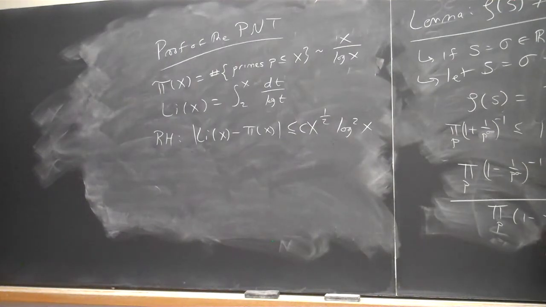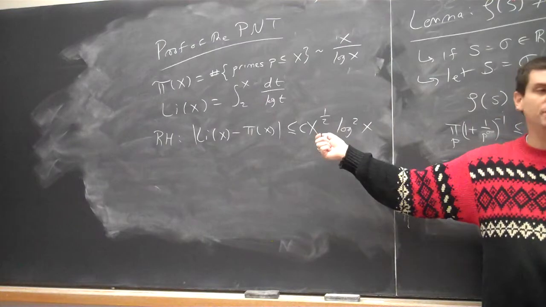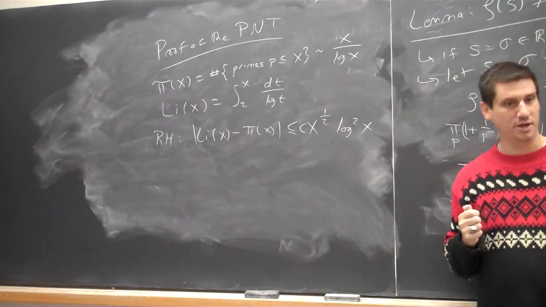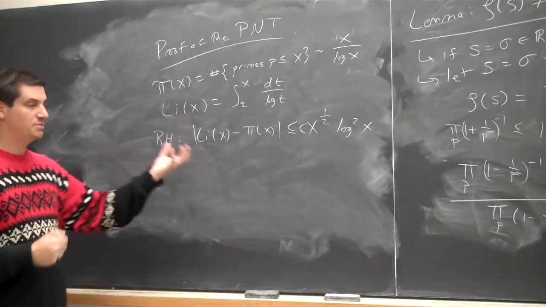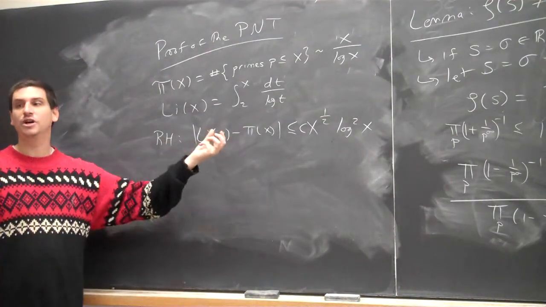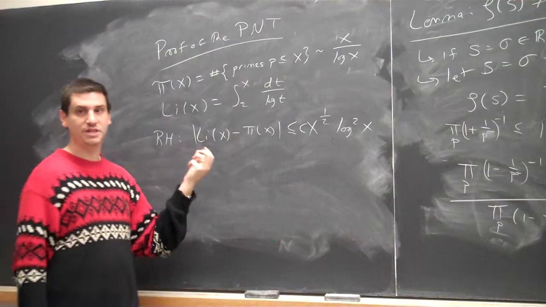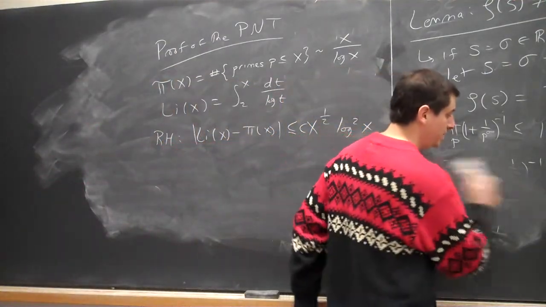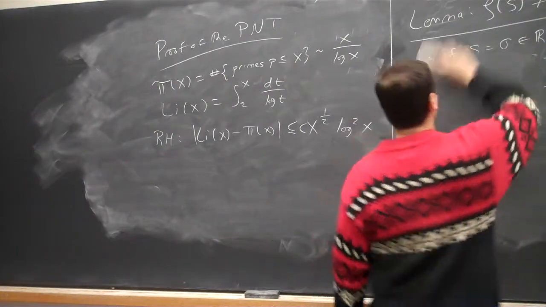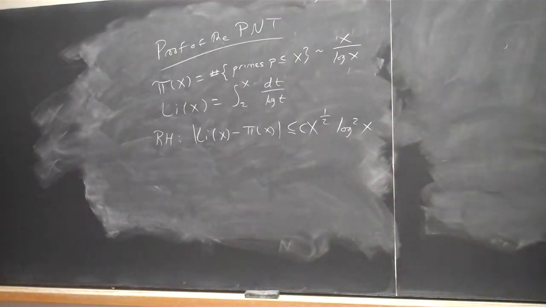It's a statement about how good our estimate on the number of primes is to the number of primes. Another way to interpret the Riemann hypothesis, as I said before, was the location of the non-trivial zeros of the Riemann zeta function. And it turns out these two things are related. The error term in counting primes is related to the number of zeros and the location of the zeros of the Riemann zeta function.